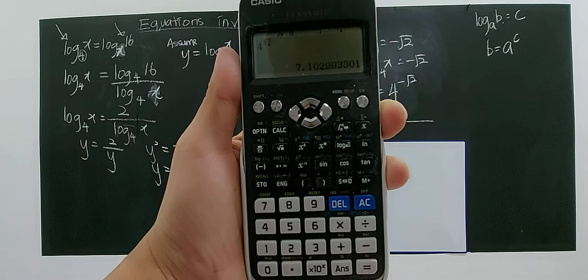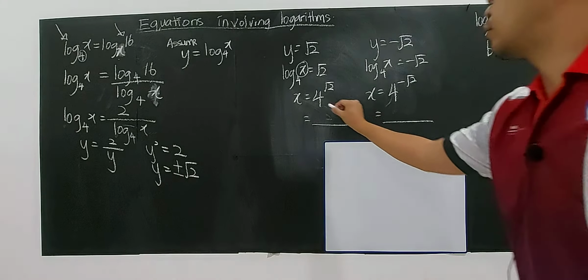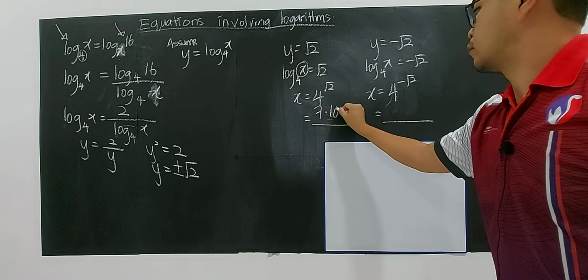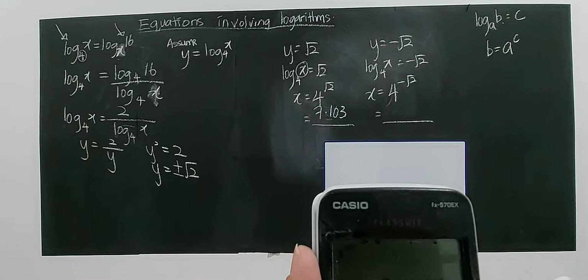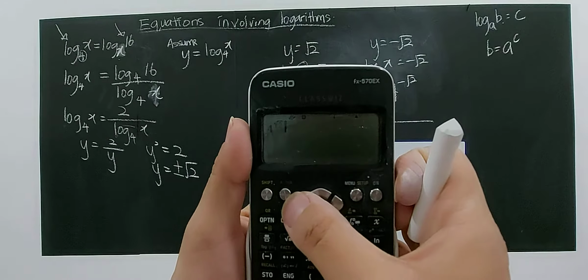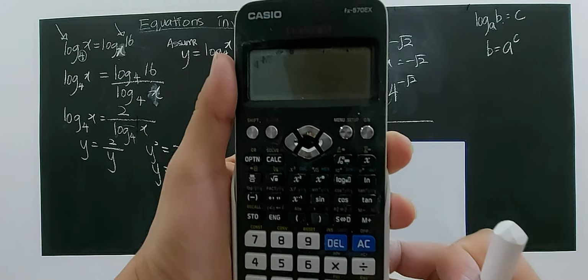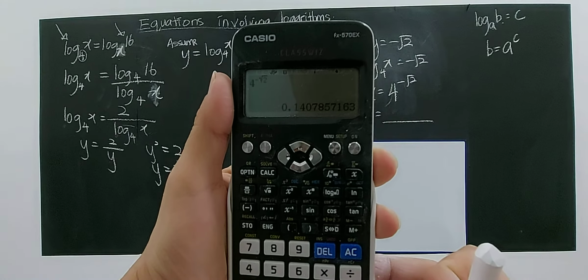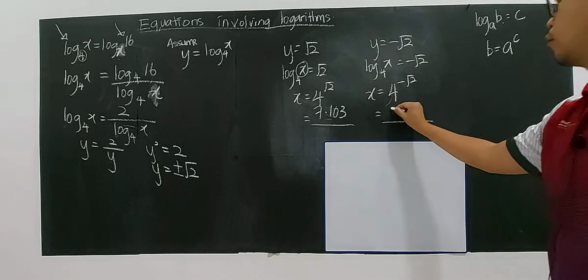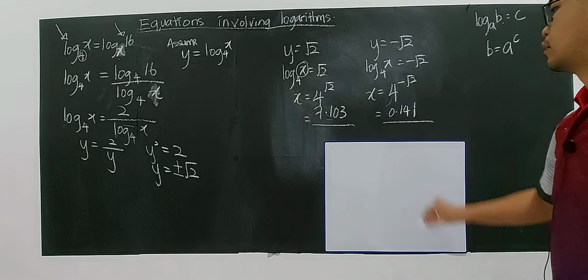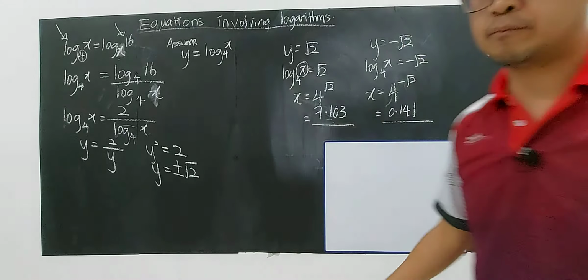So you have 7.103, right? 7.103 for this case. And for this, you have 4 to the power of negative square root of 2, right? So I put negative in front here. Then I have 0.141, all right? 0.141. All right, these two will be your solutions for this problem.